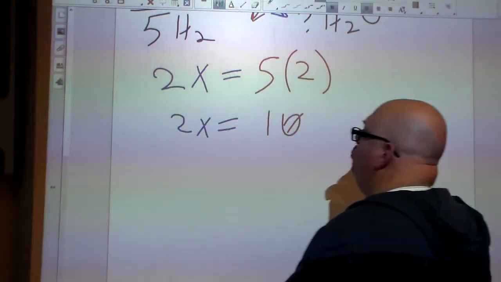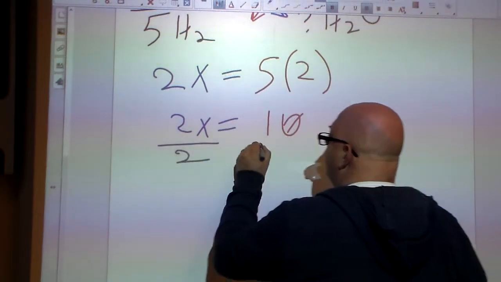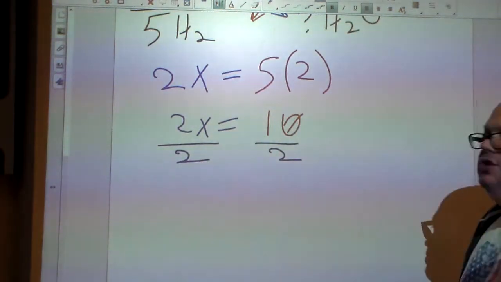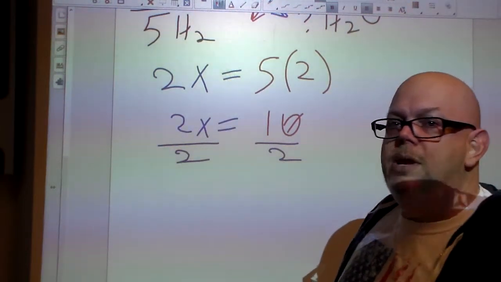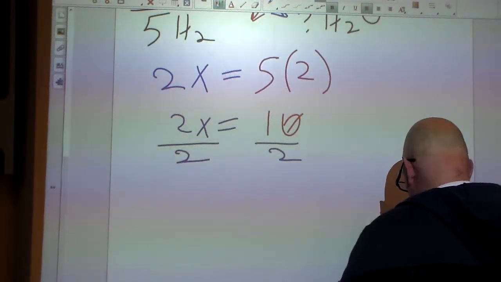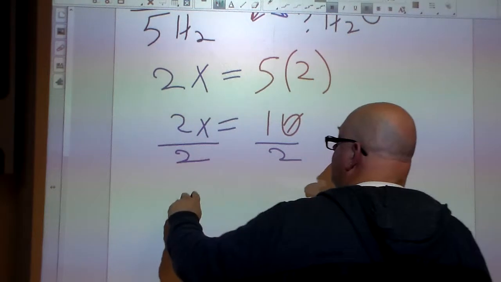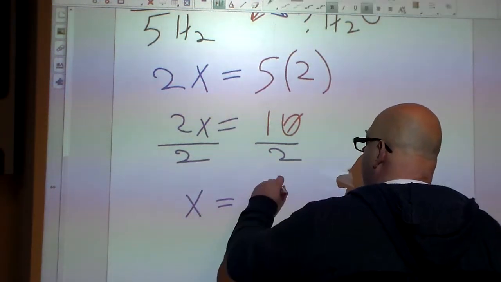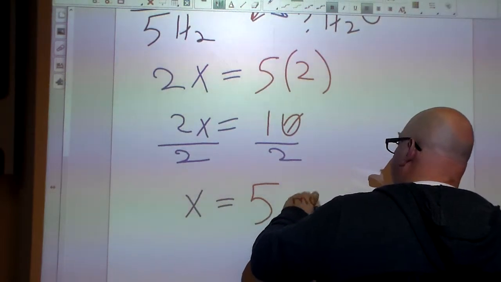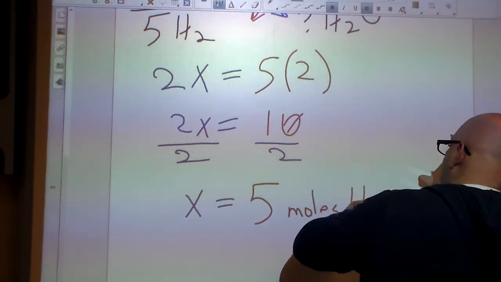I am now going to divide both sides by 2. Why do I do that? Because I want to get x by itself, because that's the goal. I need to know how many moles of water I am going to get out of this whole thing. Now I end up getting x is equal to 5 moles of water.